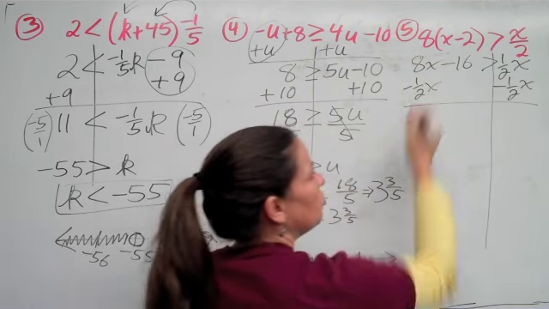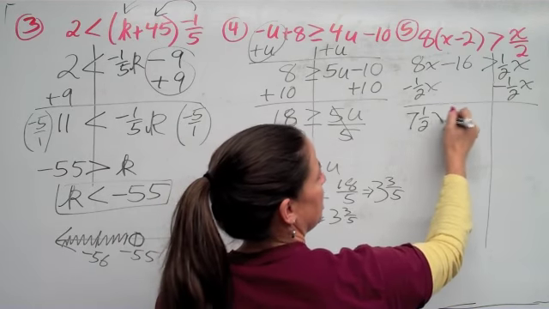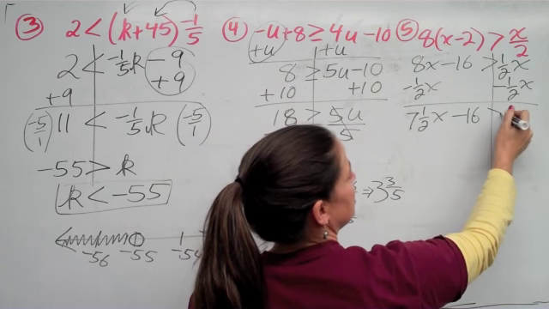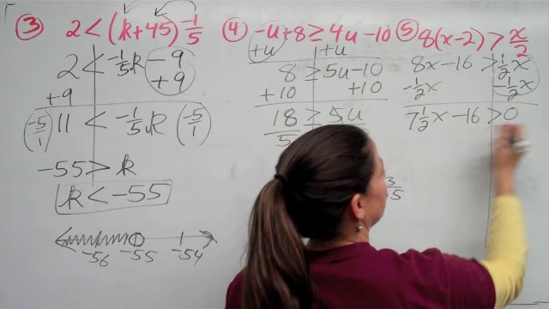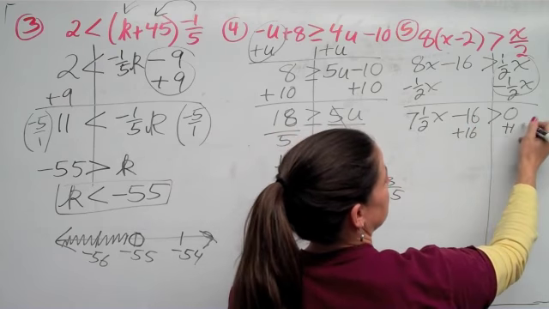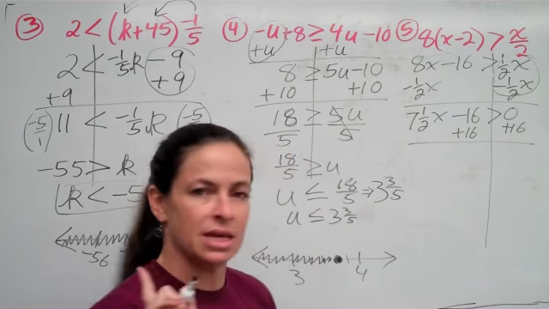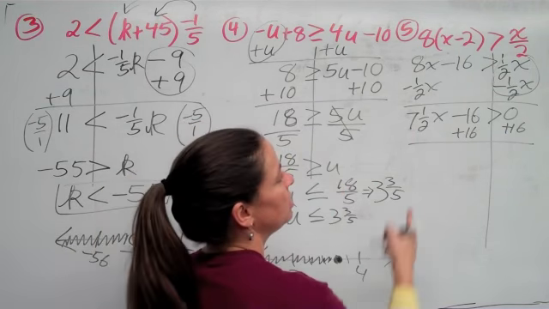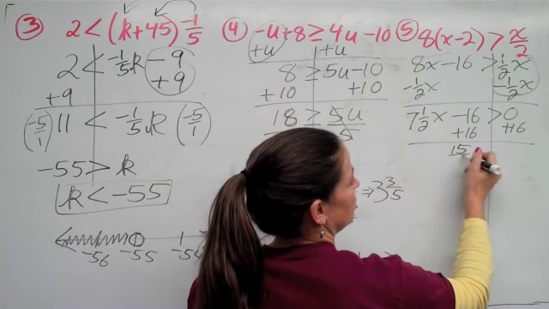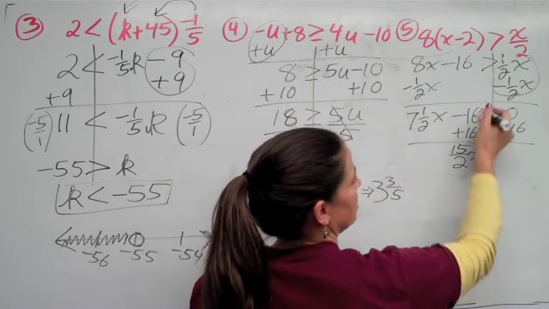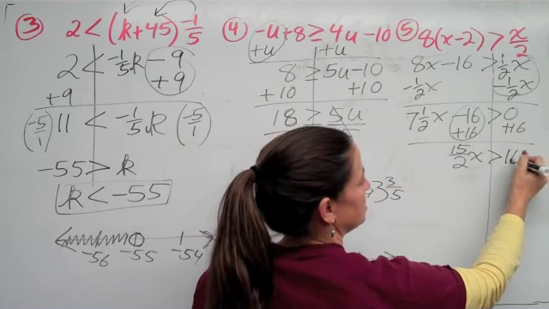When I do that, what's 8 minus a half? That leaves me with 7.5 x's minus 16 is greater than or equal to, what's left on that side? 0. So now I'm going to add 16 to both sides, and I get 7.5. Well, let's think. How can I rewrite 7.5 as a mixed number? 7 times 2 is 14 plus 1 is 15 over 2 x's. This makes 0. And that is 0 plus 16 is 16.